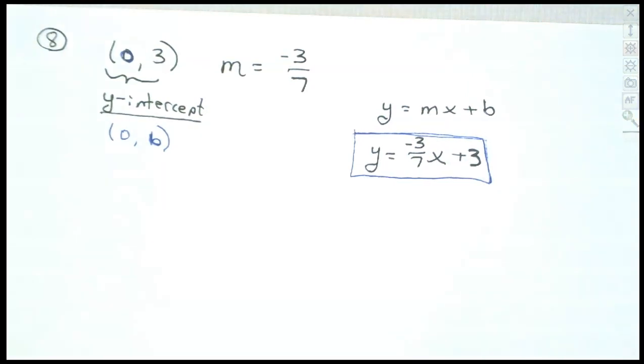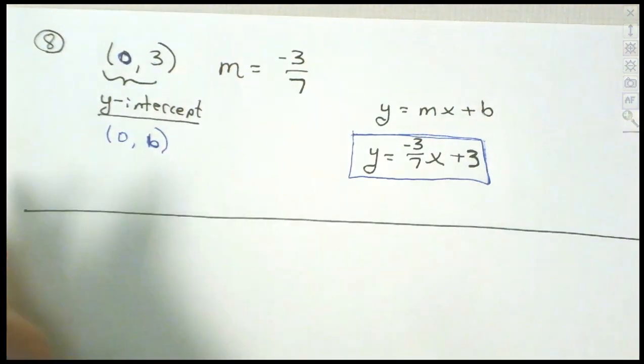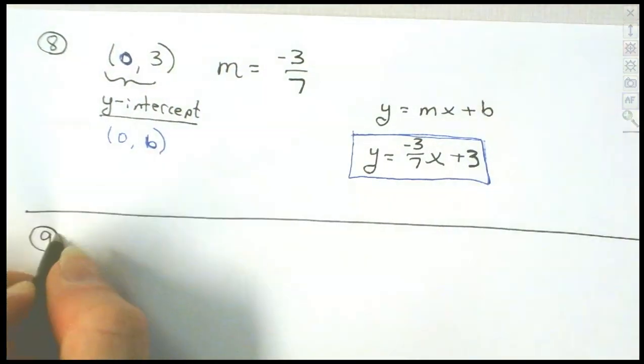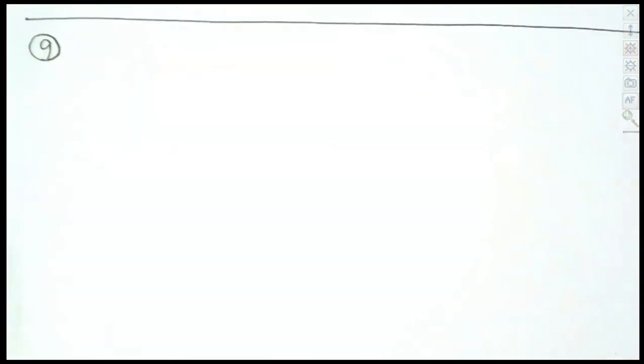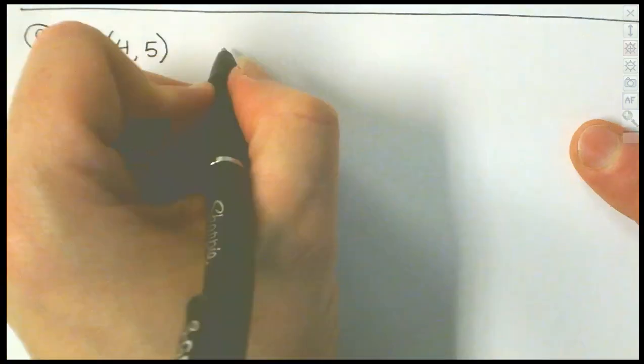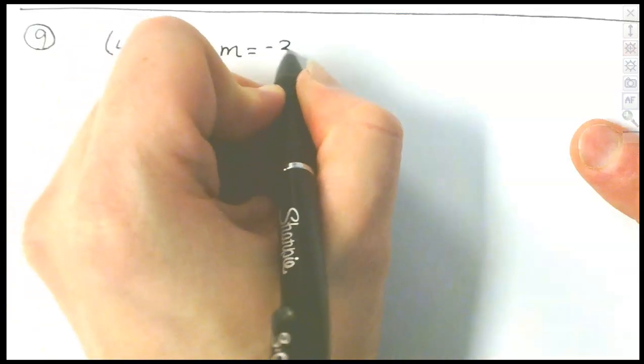Let's add one more. Yep, we'll do 9 as well, because on 9 we cannot just jump to our answer. I was going to pick one more where we can't just jump to our answer. This one we could have, but on 9 we can't just jump to our answer, because on 9 we've got 4, 5, and we've got a slope of negative 3.